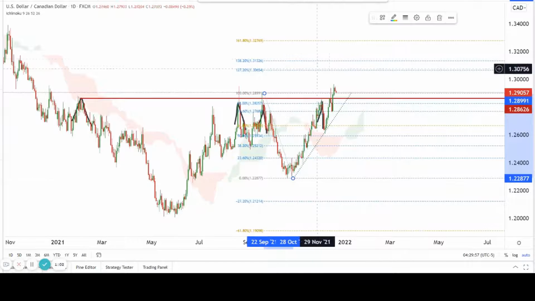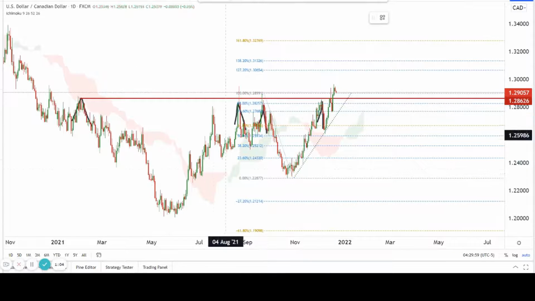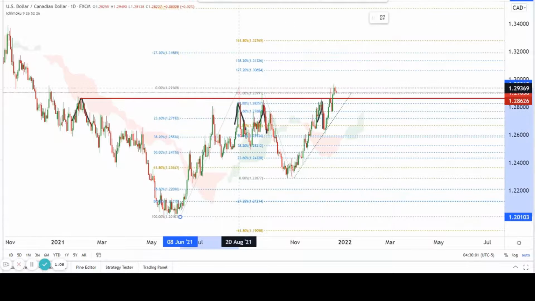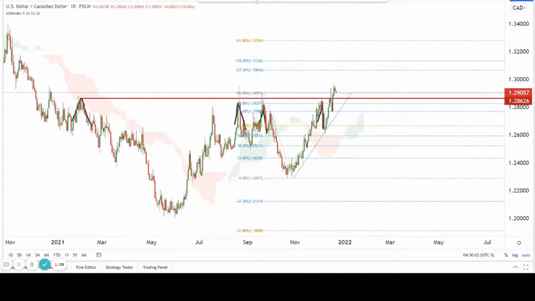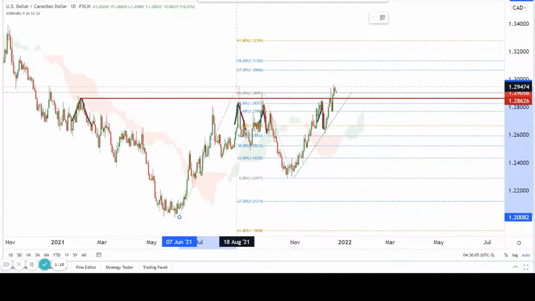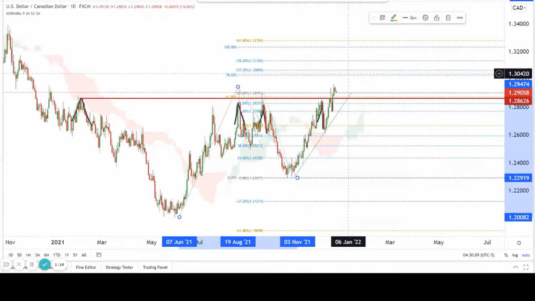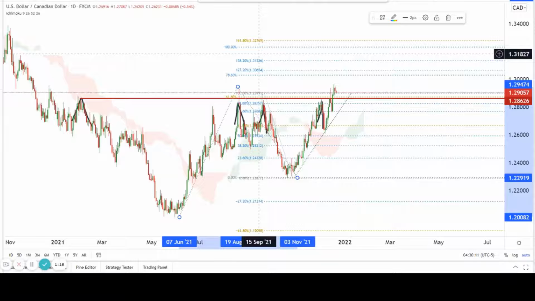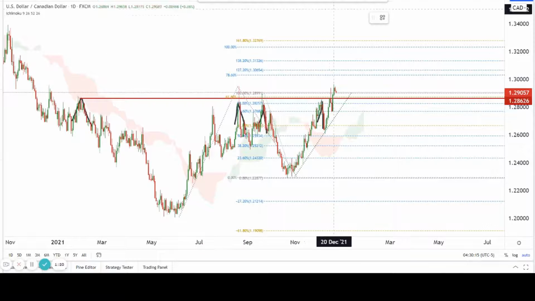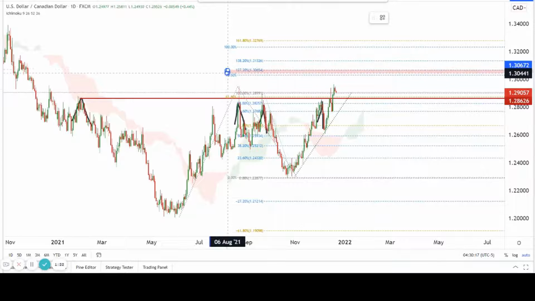It could likely go up to the 127 fib projection. Take projection this way, take all fibs. Yeah, 78.6. So this will be the key level that we are looking for price to inch up to. Okay, this area over here.